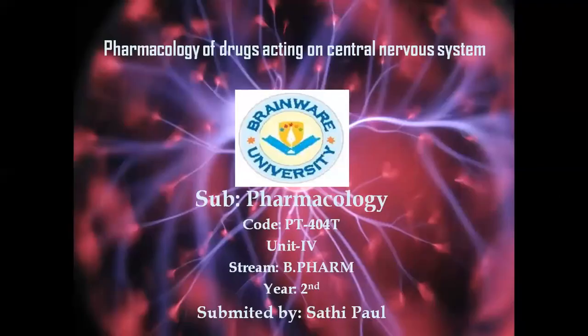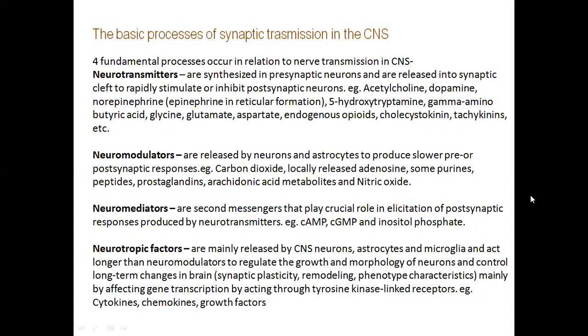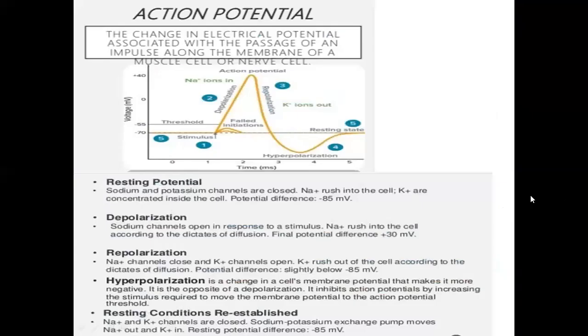we have learned about what is the neurohumoral transmission, fundamental process, and the mechanism of neurotransmitter release. Now we have to learn about the fundamental mechanism process of neurotransmitter release, which is action potential. This is the change in electrical potential associated with the passage of an impulse along the membrane of a muscle cell or a nerve cell.